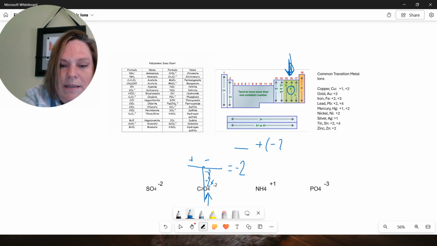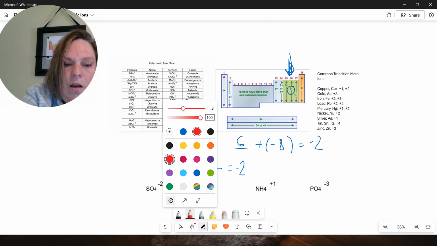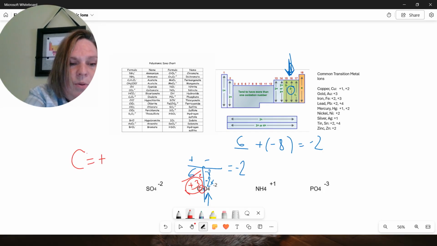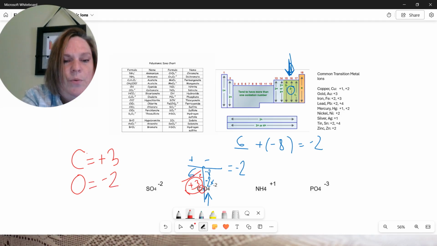So we have what plus -8 equals -2? And again, it's 6, but it's a little bit different because look, how many carbons are in this compound? There are 2. So we've got to divide this by 2, and the overall charge on carbon is a +3. So in this problem, one carbon is a +3, and one oxygen is a -2.